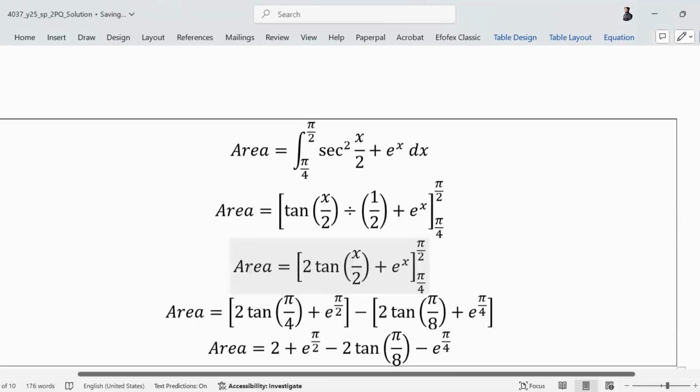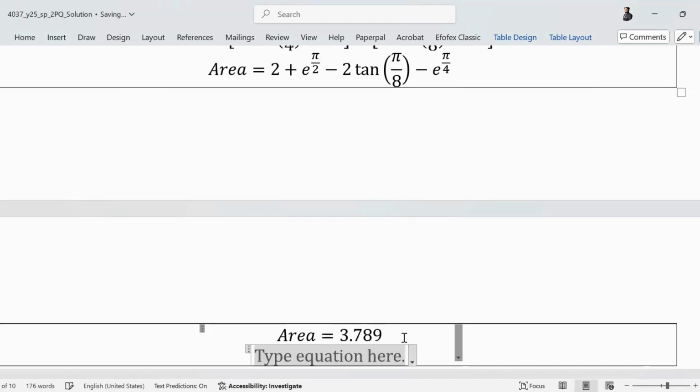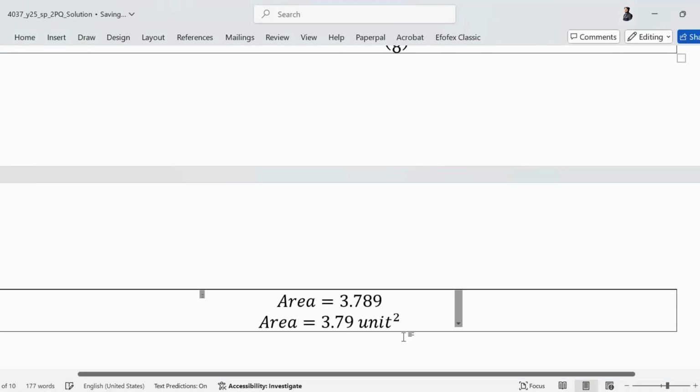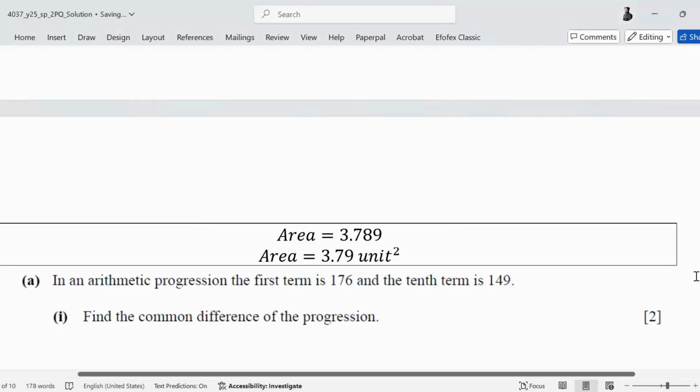3.789. And the question says give it to 2 decimal places. So this will be 3.79 unit square. That is question number 3. Moving on to question number 4.